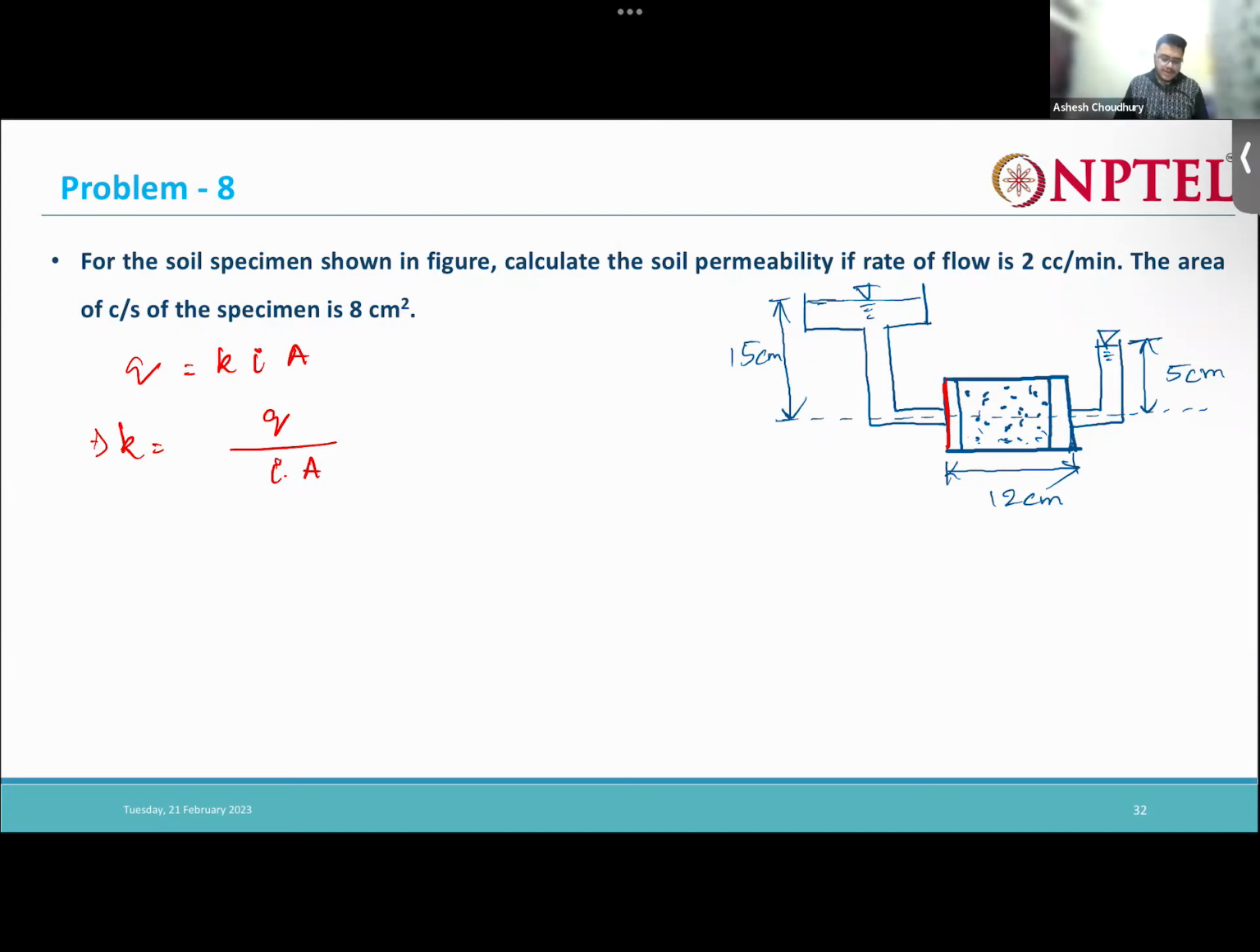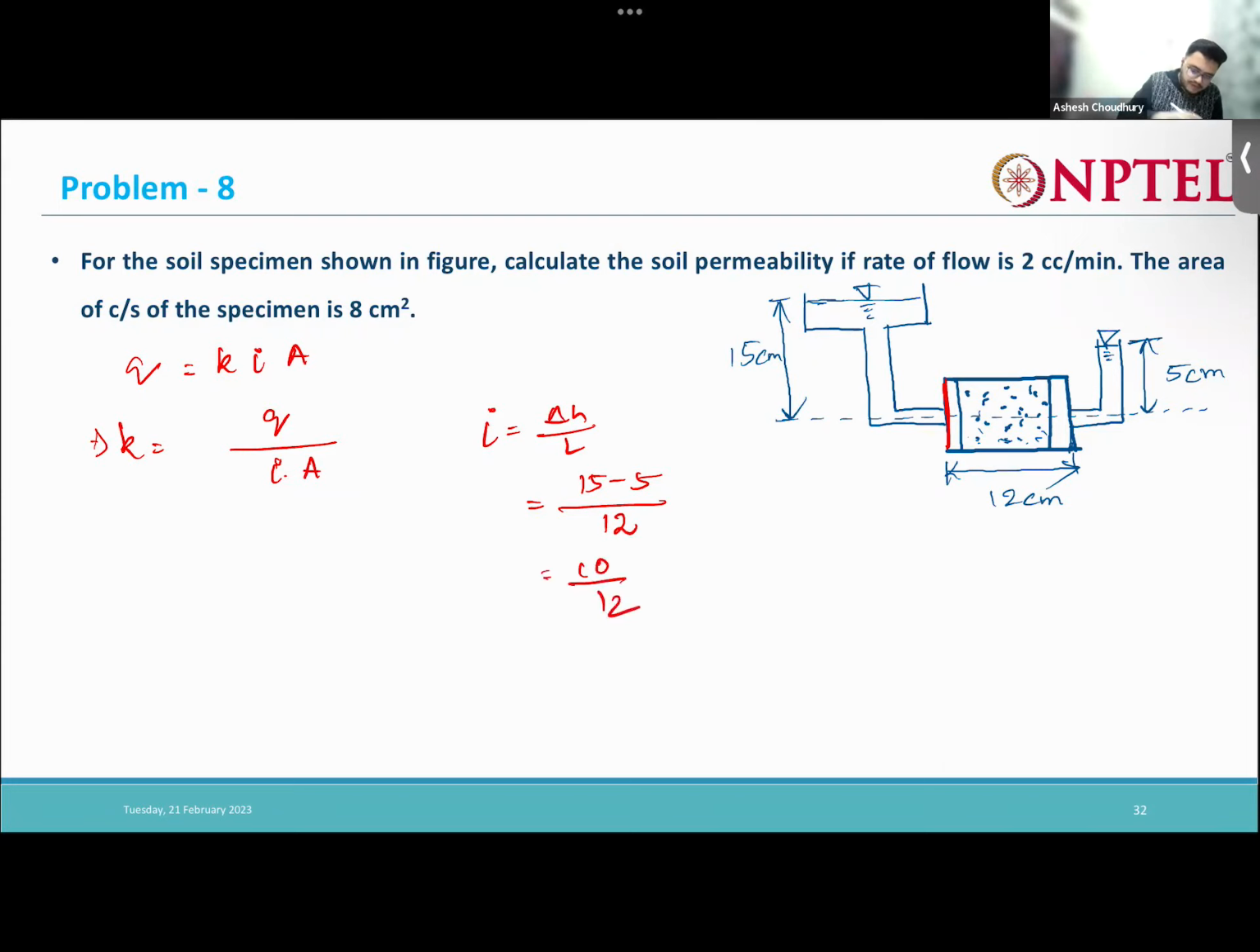So what is my Q value here? What is my i value here? i is my hydraulic gradient, which is head loss by length. So what is the head loss here? 15 centimeter minus 5 centimeter, if you see from the figure. And over what length is my head loss happening? My head loss is happening over 12 centimeter length. So 15 minus 5 by 12, our hydraulic gradient is 10 by 12, right?